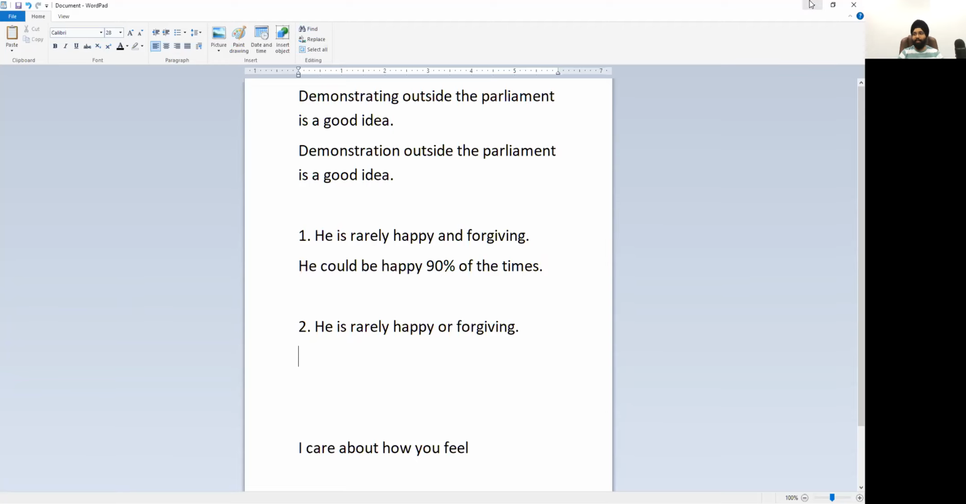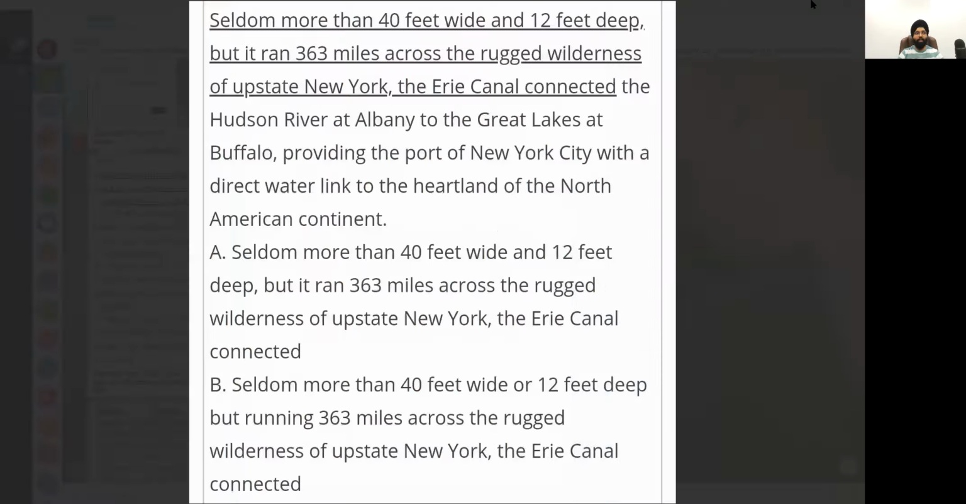So it could be that you're trying to communicate any of these meanings. Here we are trying to communicate that it's seldom more than 40 feet wide or 12 feet deep, right? So again, we are saying individually also it's rare. It's seldom. Okay. Does it make sense, Debarshi?